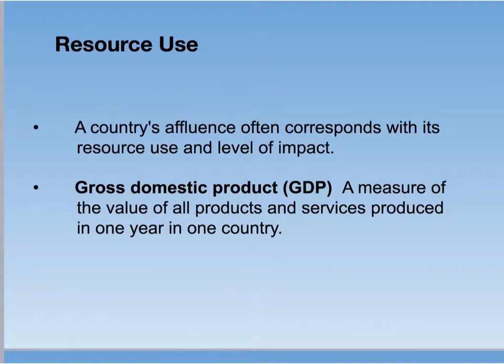So environmental scientists often use the most common measure of a nation's wealth, which we call the GDP, or gross domestic product. And that is the value of all products and services in one year for one country. And GDP is made up of four types of economic activities. They're consumer spending, investments, government spending, and exports minus imports. And so this GDP often correlates with the population levels.